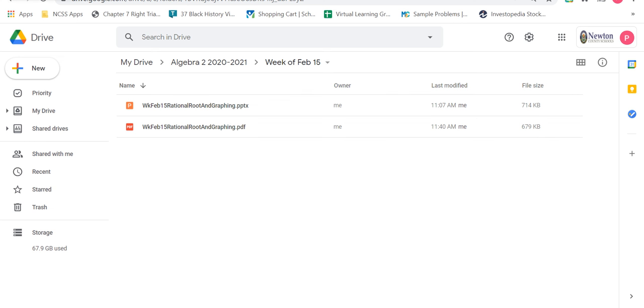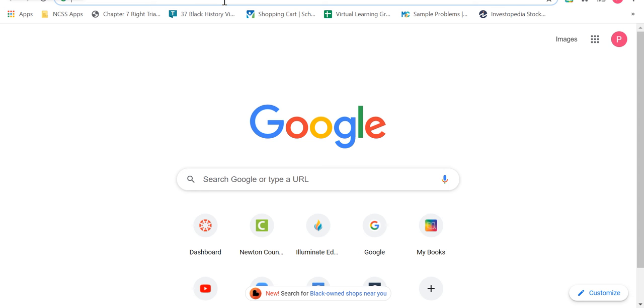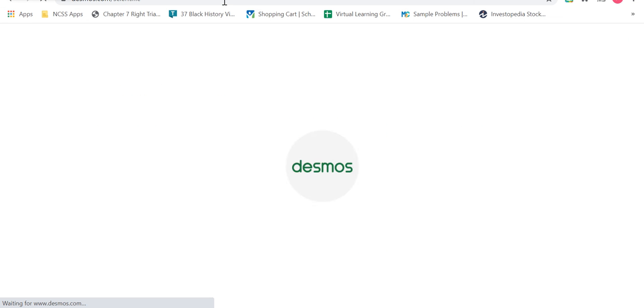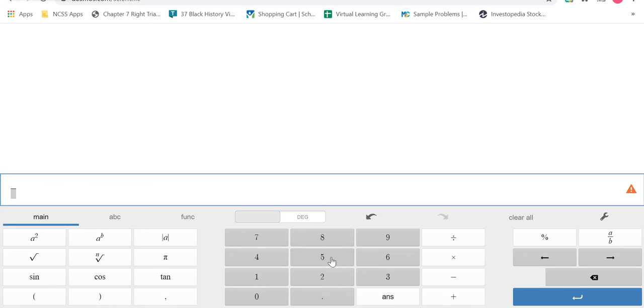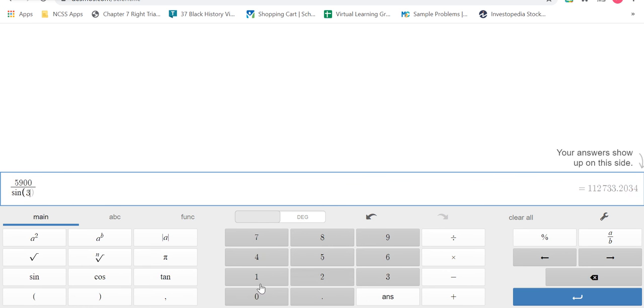So we're going to go to our calculator, and we're going to go to Desmos Scientific Calculator, or you can use your PDF, either one. And we're going to push our fraction key, and we're going to say we want our calculator to be in degree mode, so we're good on that. 5900 divided by sine of 3, and we get, let me see something. Yeah, we get the plane is going to be in the air this amount of time.